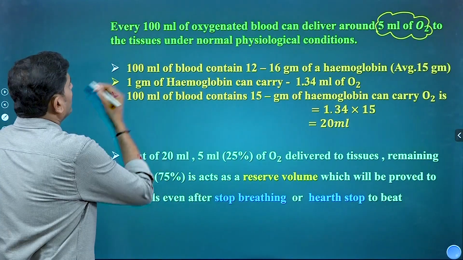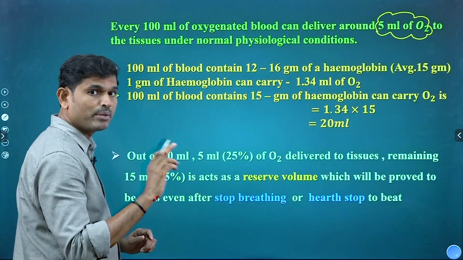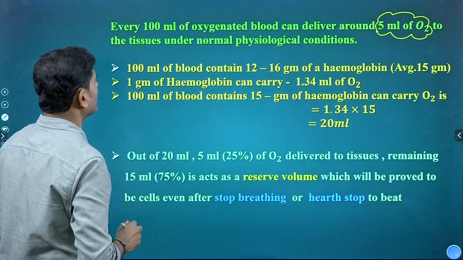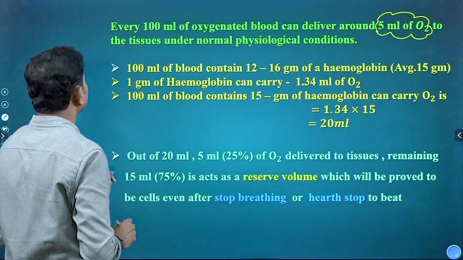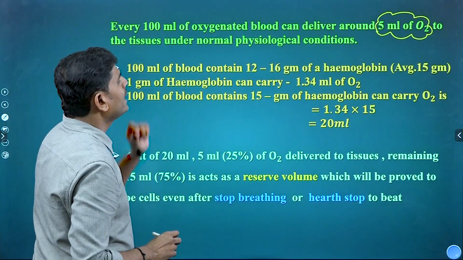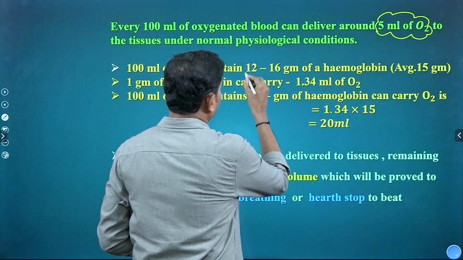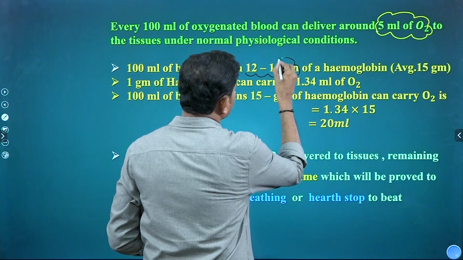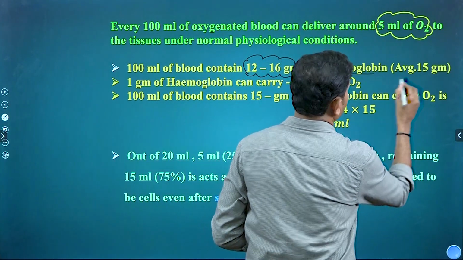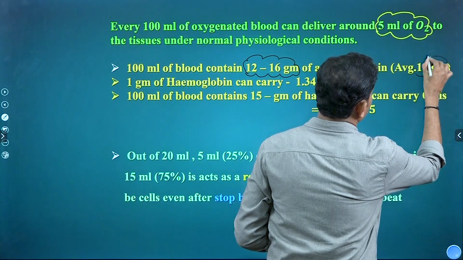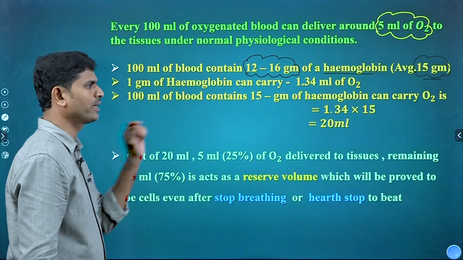Now these points we have to remember for examination purposes. What is the first point here? 100 ml of blood contains, as we know, 12 to 16 grams of hemoglobin, that is on average 15 grams, they have given 15 grams. You have to remember this point.